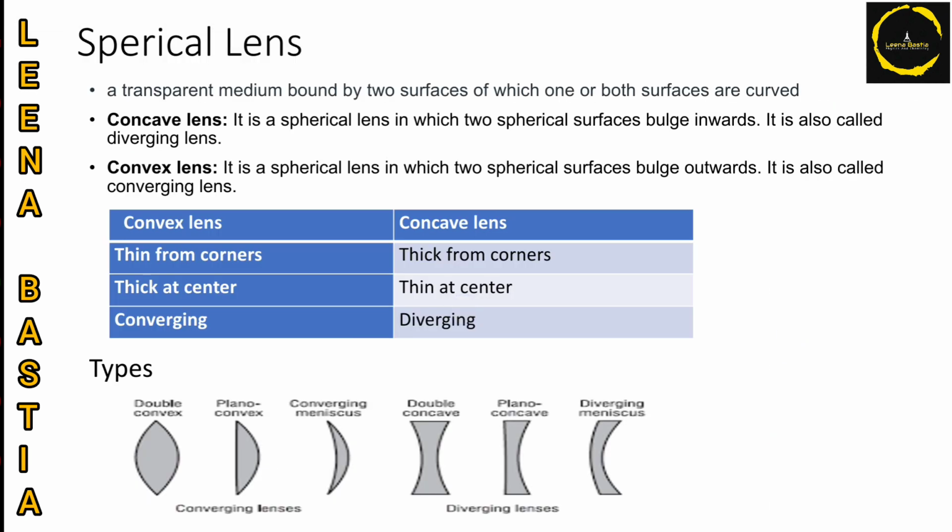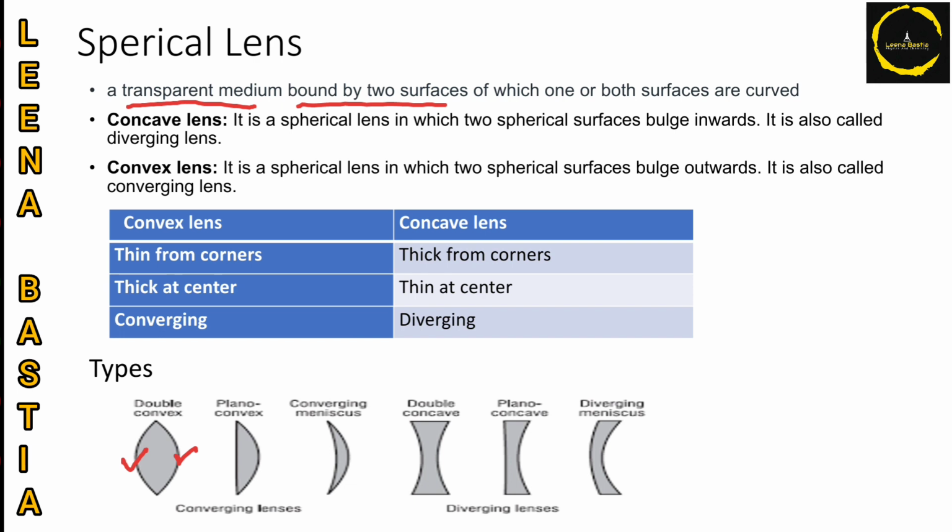First of all, let us understand what a spherical lens is. It is nothing but, children, a transparent medium bound by two surfaces, of which one or both surfaces are curved. What does it mean? It is a transparent medium bound by two surfaces, like this is one surface, this is another surface. They are clubbed together, bound by two surfaces, of which one or both are curved.